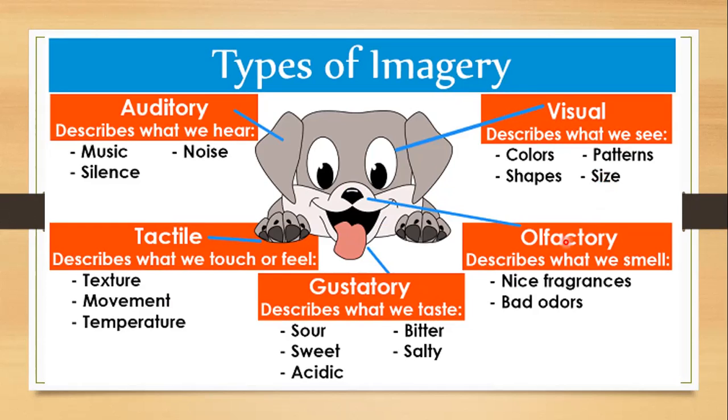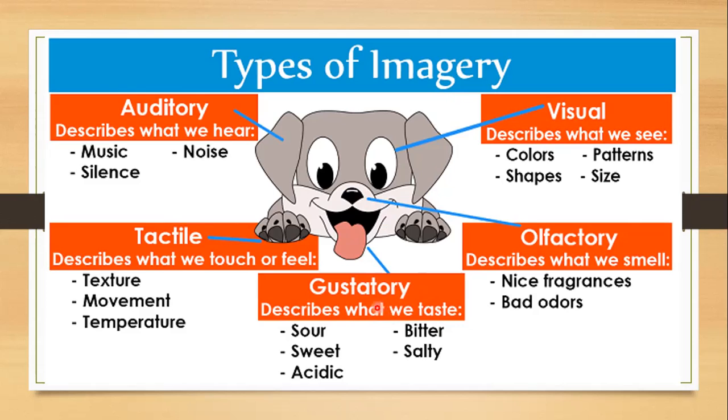Let us see the second type of imagery, which is olfactory imagery. It describes what we smell. الصورة المجازية الشمية أي المرتبطة بالشم. So here the writer describes nice fragrances. For example, the writer says, as soon as I entered the supermarket, I smelled the fragrance of coffee. Or as soon as I entered the corridor, I smelled bad things. So here the olfactory imagery is related to what we can smell.